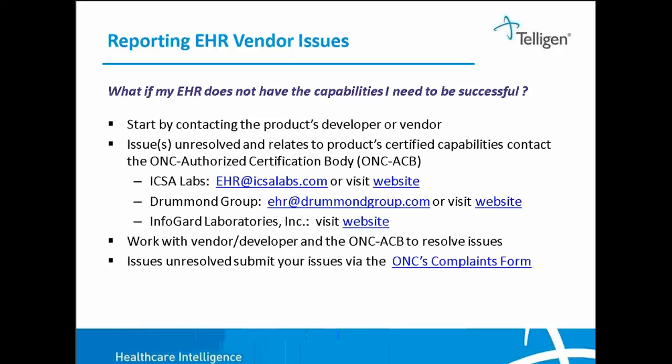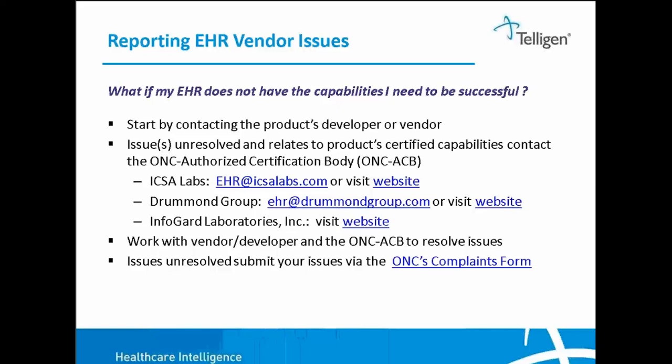First of all, start by contacting the product developer or vendor. If the developer or vendor is unable to resolve the issues and you think the issues relate to the product's certified capabilities, then you should contact the appropriate ONC authorized certifying body, which should be able to work with you and the developer to resolve these issues. And you can go out to the CHPL website to find out who certified that particular product. These were the 3 certifying bodies, and I've provided their website and an email to reach out to them.